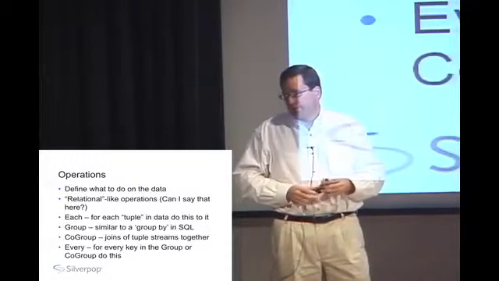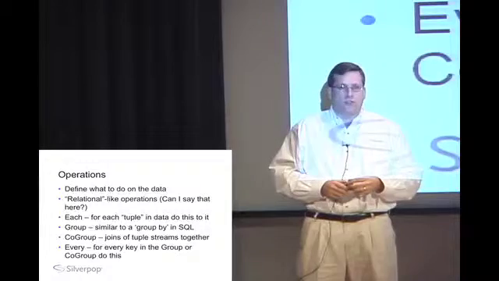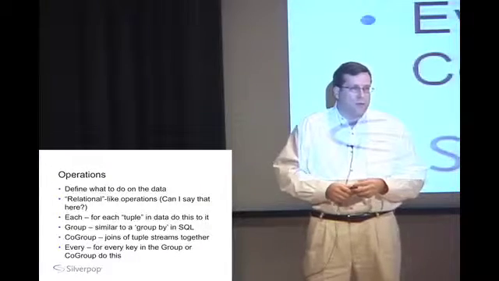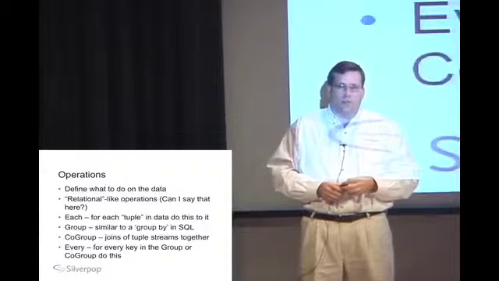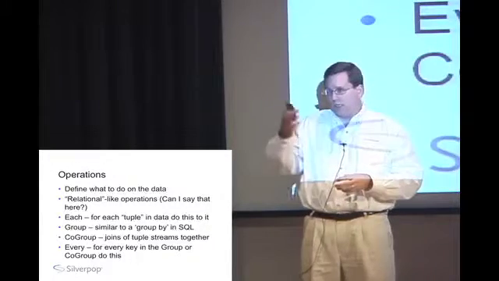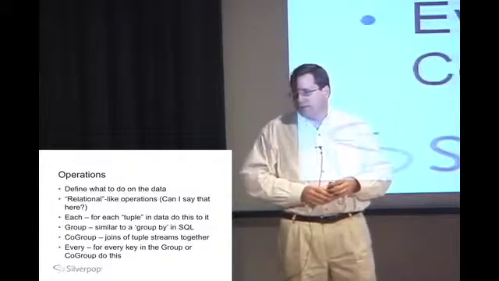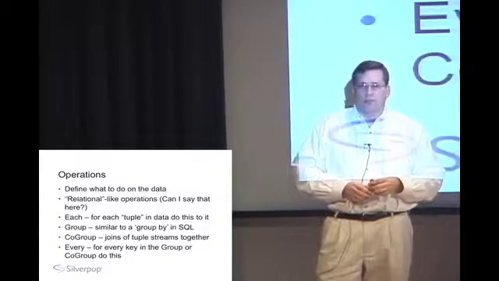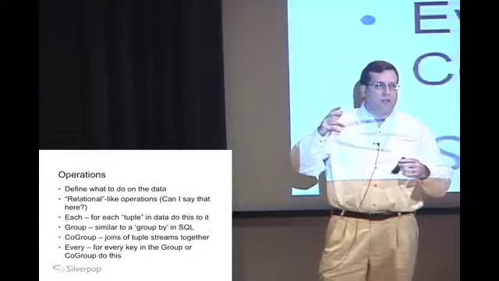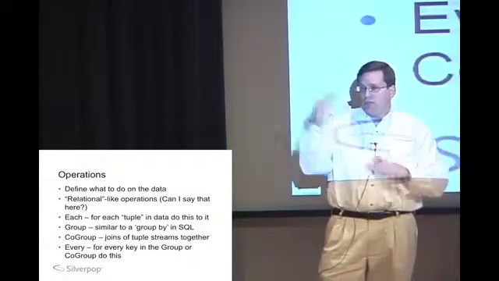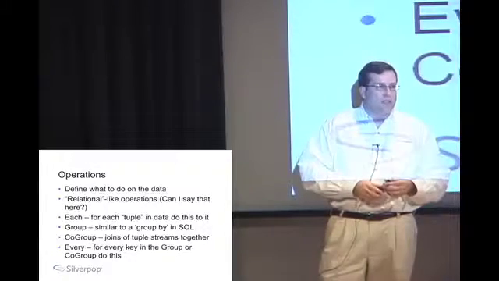Then a group, similar to a group by in SQL. The cogroup is a way of joining the tuple streams together without having to think about major join logic like you would in SQL. Very similar to the way Pig does cogroups as well. And then the every, which is, for every key in the group or cogroup, do this. Again, I'm thinking about doing an operation across a possibly huge data set, but all I'm thinking about is a one-tuple-at-a-time process.